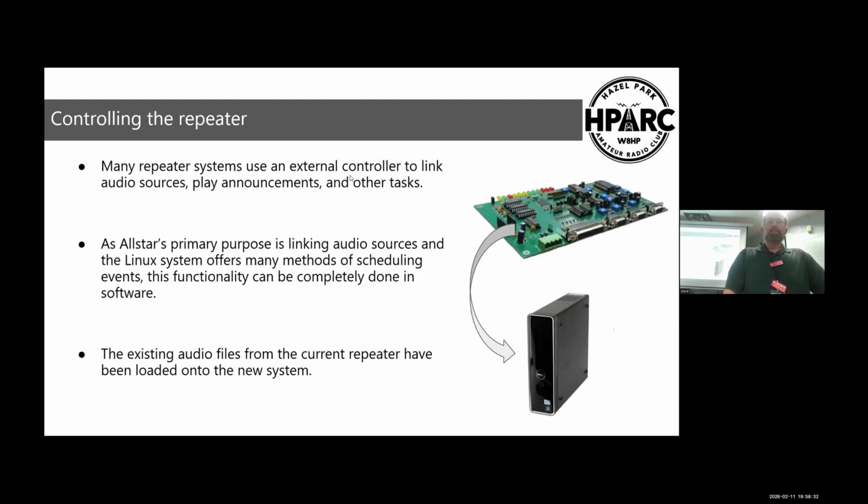So, control. Many repeaters use a separate controller board for a bunch of tasks: the station ID, playing announcements, linking and unlinking to other networks. Since Allstar's primary purpose is linking audio sources, it makes more sense to just use Allstar for all of that. Since it's a full-fledged Linux computer, you could schedule scripts to run whenever. If you want to play an announcement at the top of every hour, every 15 minutes, or 2 o'clock in the morning every day, it's very easy to do.